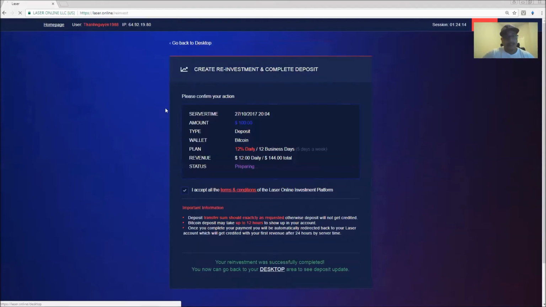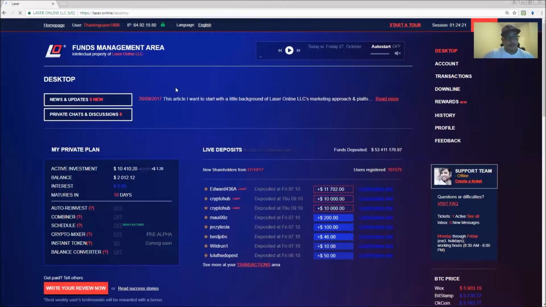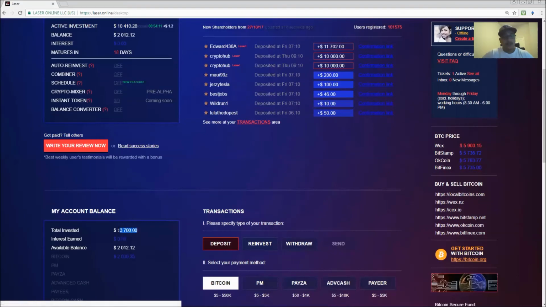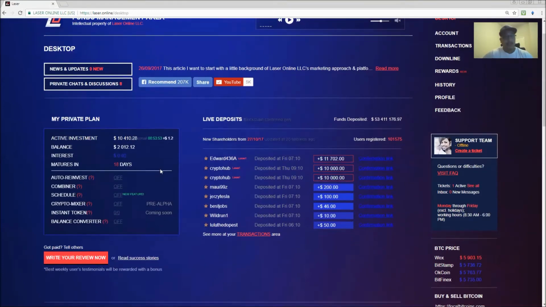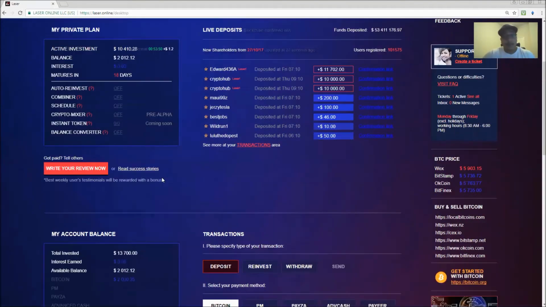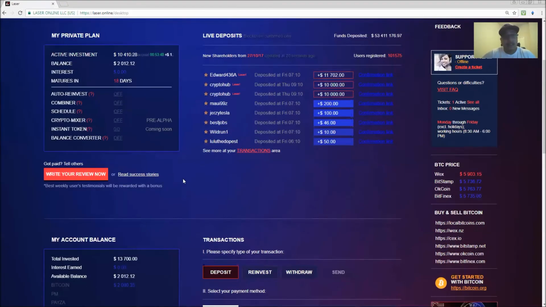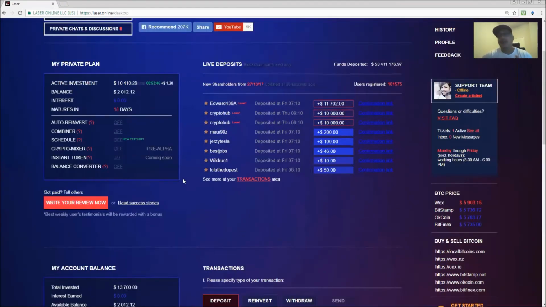I go back to my desktop. You see that total invested changed $100. It went up $100. So 13,700. Before it was 13,600. And as well as my active investment, $10,410.28. Before it was $10,310.28. But that transaction that I just did, that I reinvested of $100, that just created another 12-day cycle contract, you know? So that's why it's an active investment.